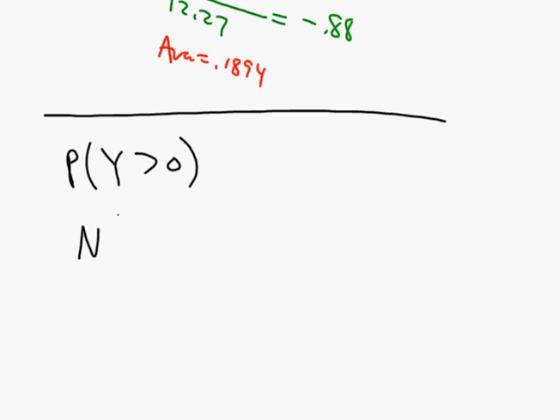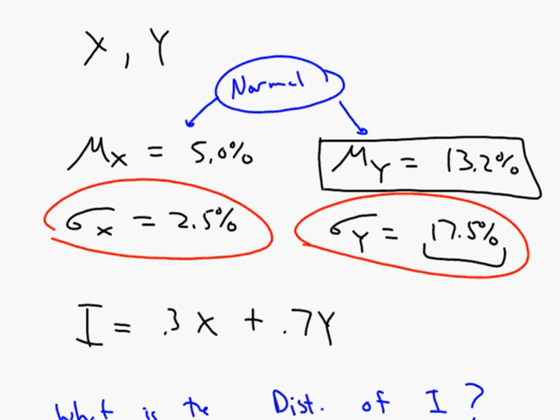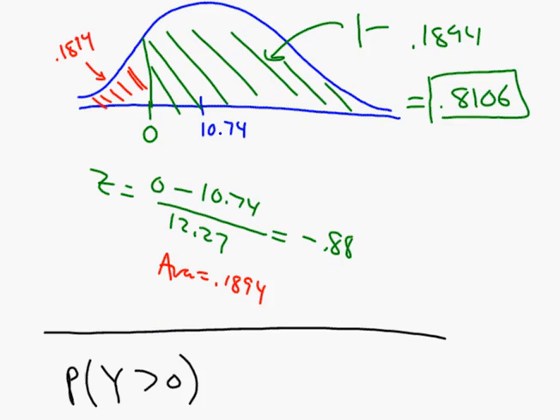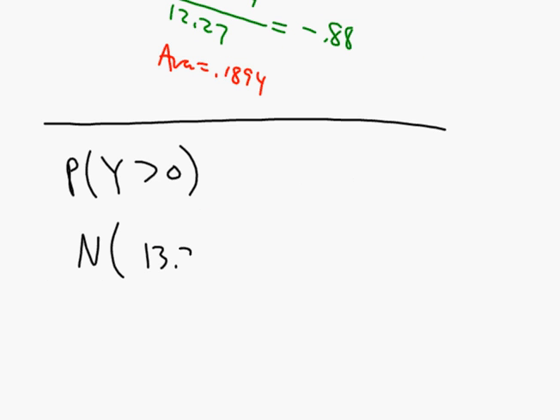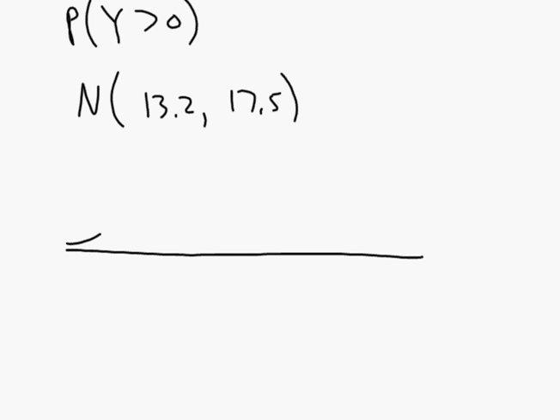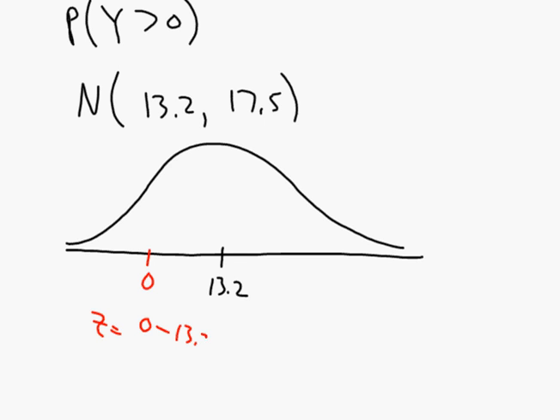If I had a distribution that was normal, let's remind ourselves, the mean of 13.2 and a standard deviation of 17.5. So mean 13.2, standard deviation 17.5. So draw a normal distribution, mark off 13.2, and find 0. So 0 is over here somewhere. Right? So in this case, we're going to do a z-score. It's going to be 0 minus 13.2 over 17.5.